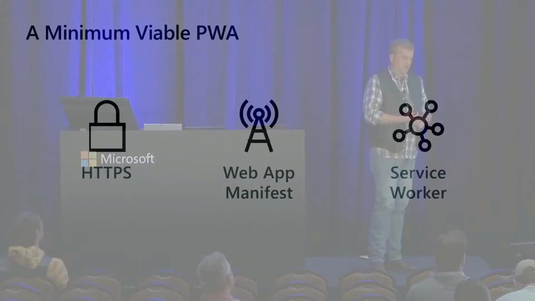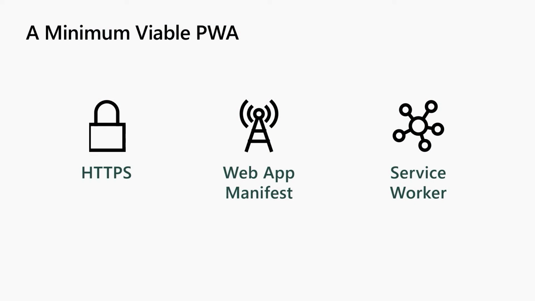Okay, so let's make this happen. Let's take our website and make it a PWA. Now, just to tie in what Aaron said, we're going to make sure that our site is HTTPS. We are going to create a web app manifest for it, and we're going to add a service worker to it. And then we're going to take a look at it and see what else we can do to make it more app-like.